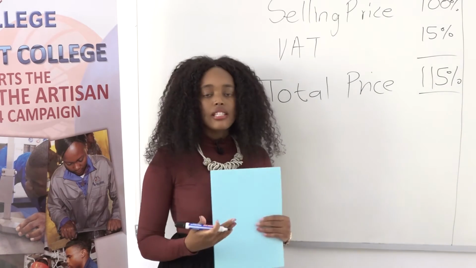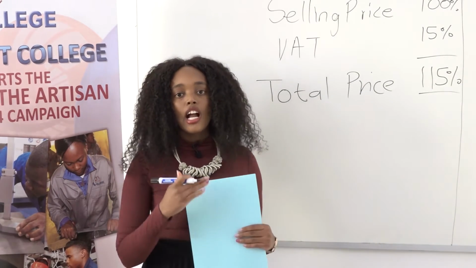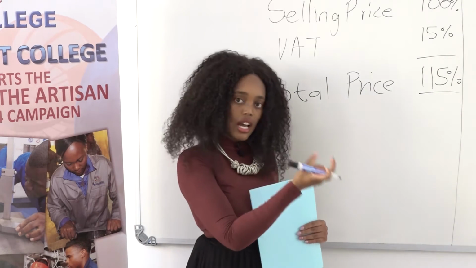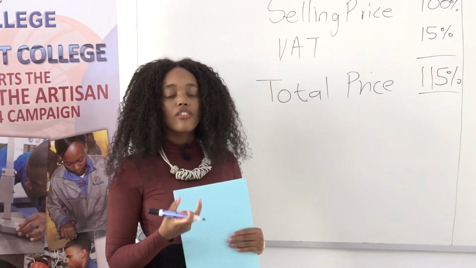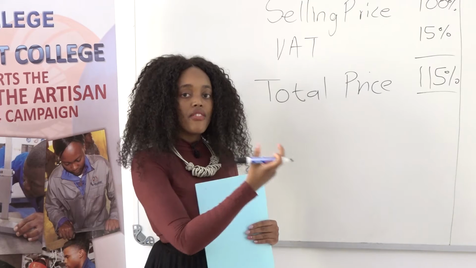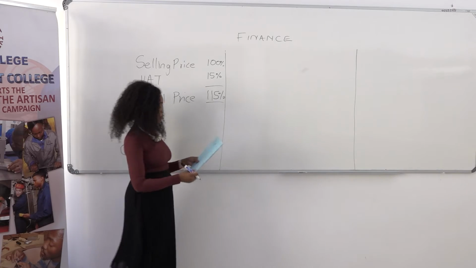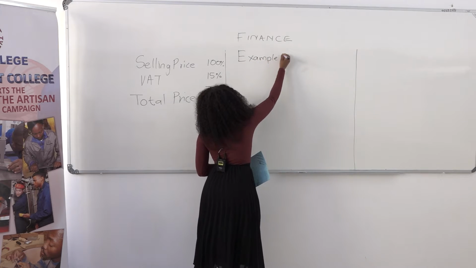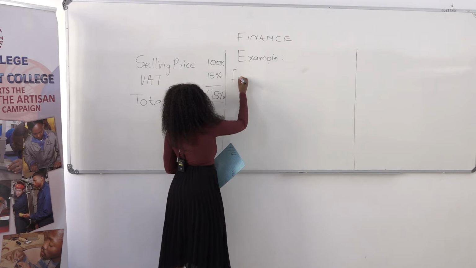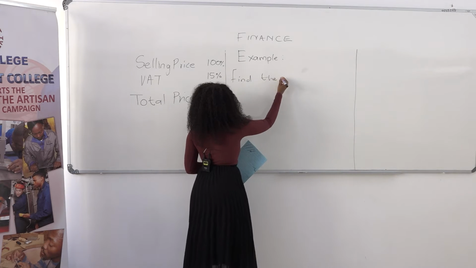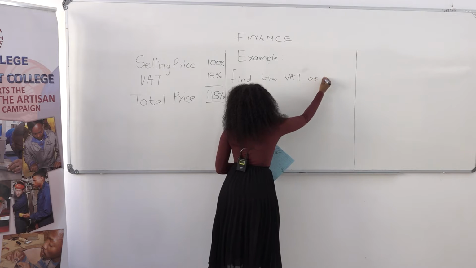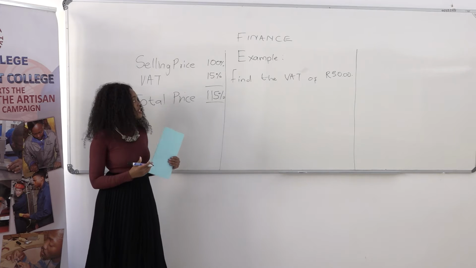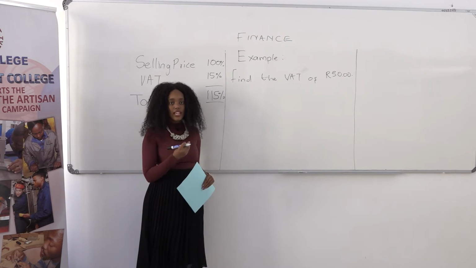Now, mostly students tend to misinterpret questions like calculate VAT and calculate VAT inclusive. When we're looking for VAT, we are looking for a percentage of an amount. When you're looking for VAT inclusive, we are looking for the amount with VAT included. This is what I mean. For example, example one, say we are told to find the VAT of 30 rand. We are basically looking here for 15% of 30 rand.